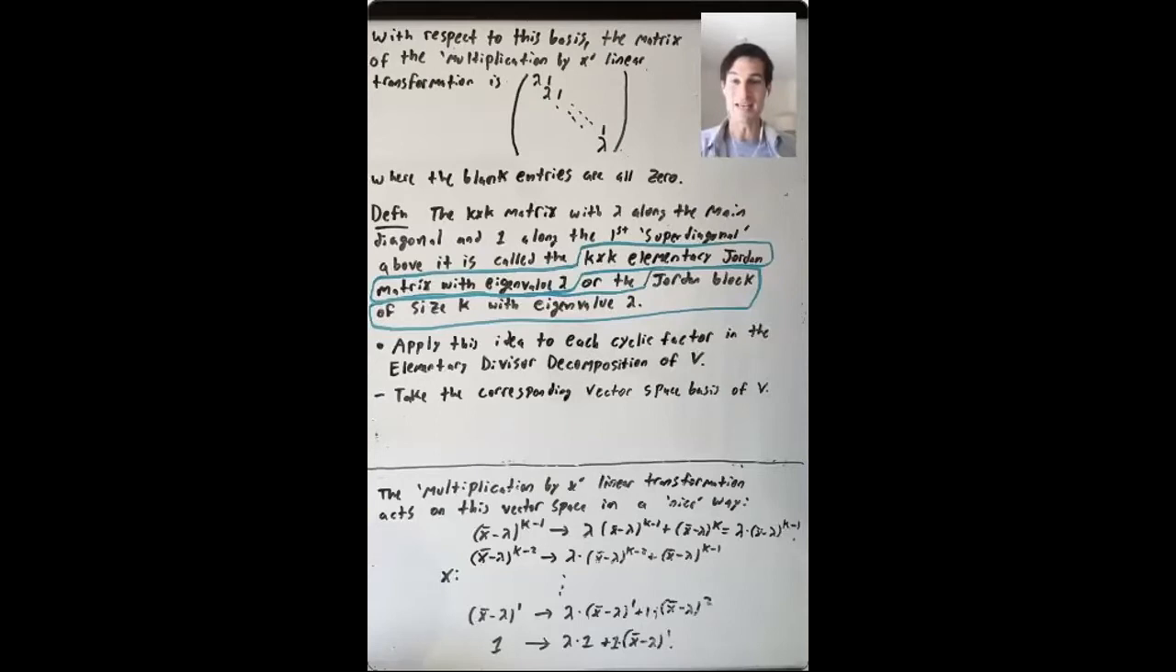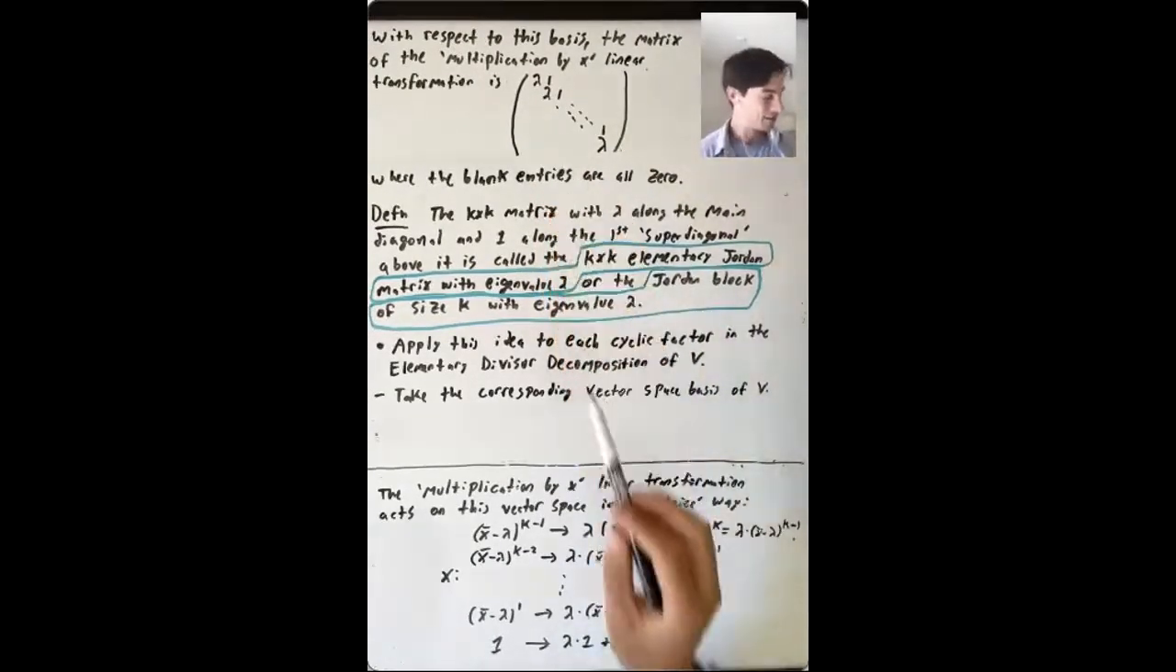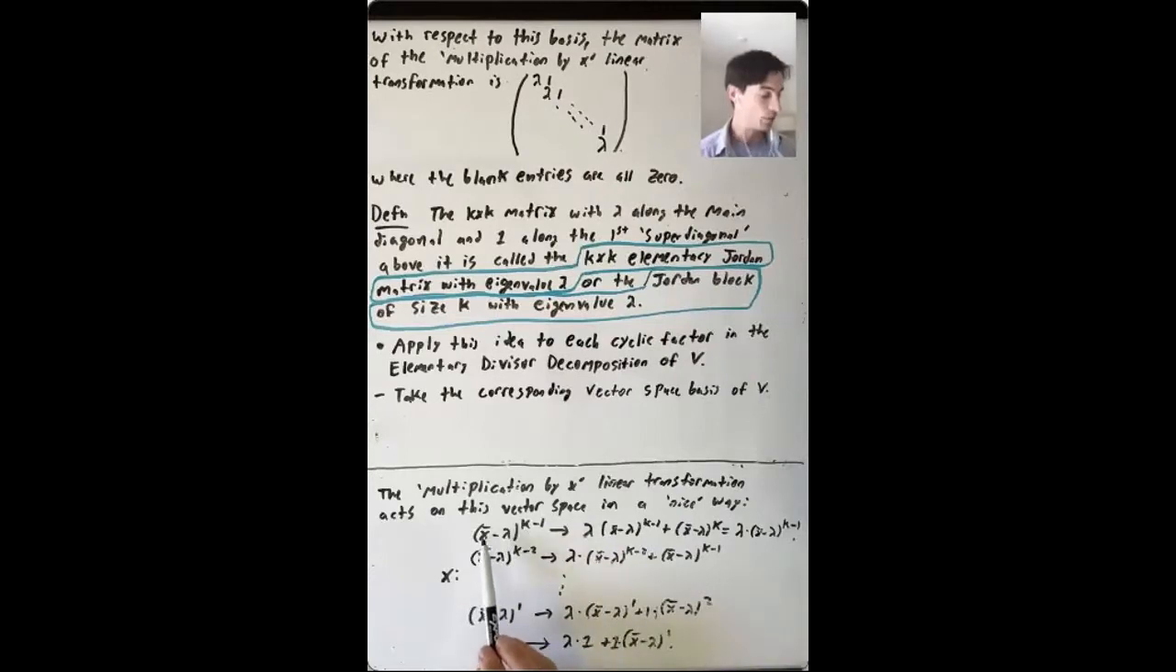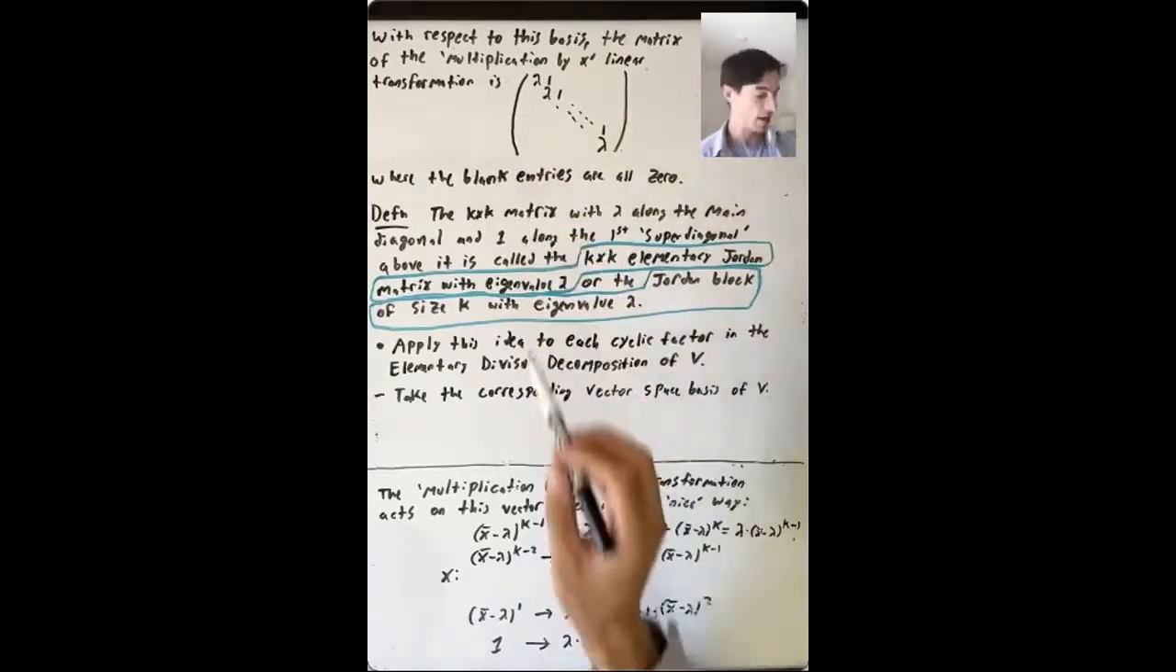We've chosen a basis for our quotient vector space so that the multiplication by x linear transformation acts in a particularly nice way. What does the matrix of that transformation with respect to this basis look like? It looks like this. So what's the first column? It's where does our first basis element get sent as an F-linear combination of the other basis elements. And (x minus lambda)^(k-1) gets sent to lambda times (x minus lambda)^(k-1) here. So we just get lambda and then all zeros below it.